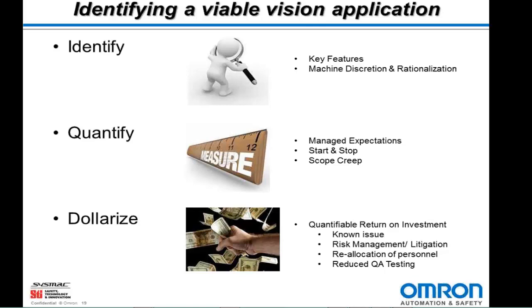Some of the more hard numbers that we typically see is reallocation of personnel. Does this mean that you're trying to go out and have people lose their job? Absolutely not. What we try to do is provide the equipment, the inspection, and the means by which the machine operates the way it should.